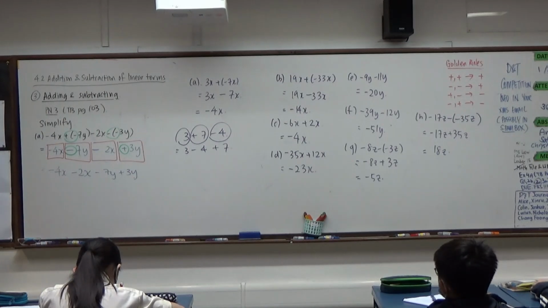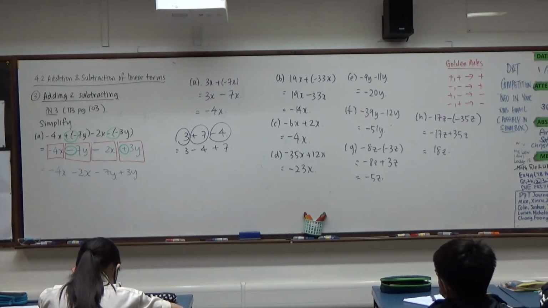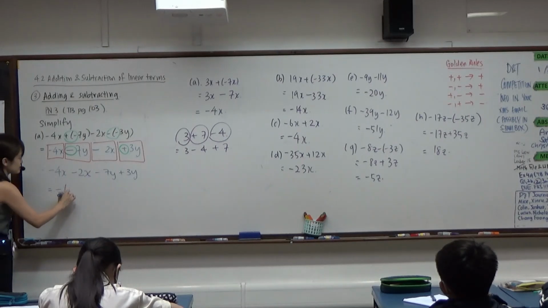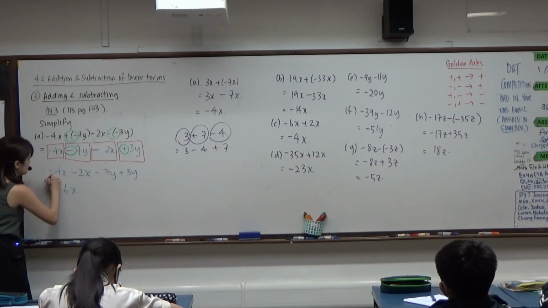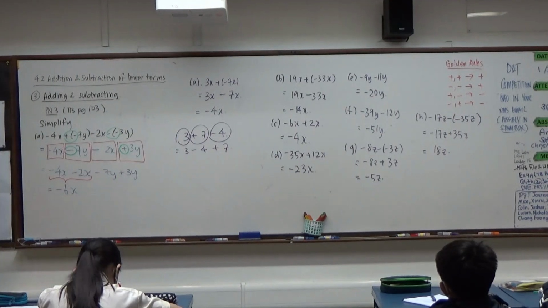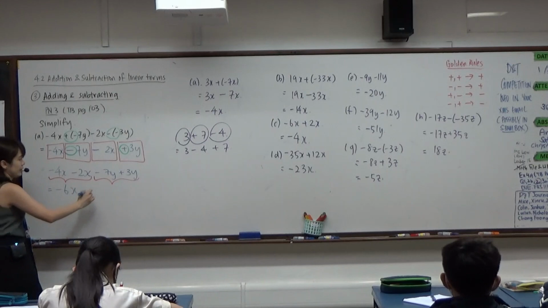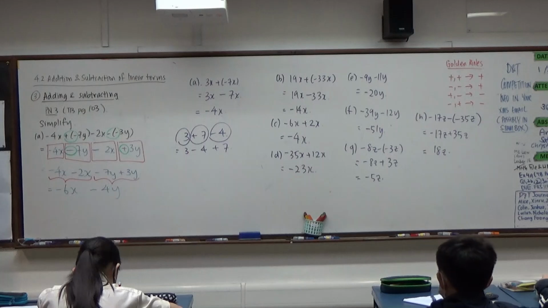Okay? So I need to shift my terms to put the like terms side by side together first before I can proceed with my calculation, whereby I have negative 4 minus 2, that will give us negative 6x. Then my negative 7y plus 3y, that will give me how much? What is negative 7 plus 3y? It will be negative 4y, right? So I'll put minus 6x minus 4y. That will be our final answer.